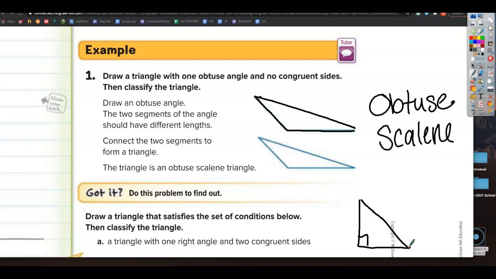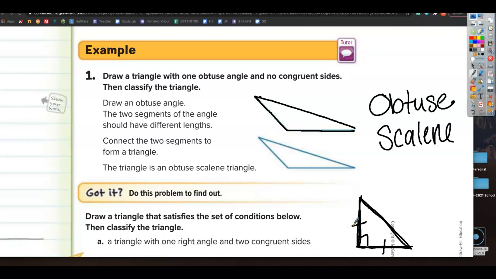And then it says that I have to have 2 congruent sides. So what do I need to make sure that I put in my picture? 2 congruent sides. How? Lines. 2 tick marks. Okay, so can I say that this side is the same as this side? No, it's not. Can I say that this side is the same as this side though? Yes. So then I put a tick mark there.